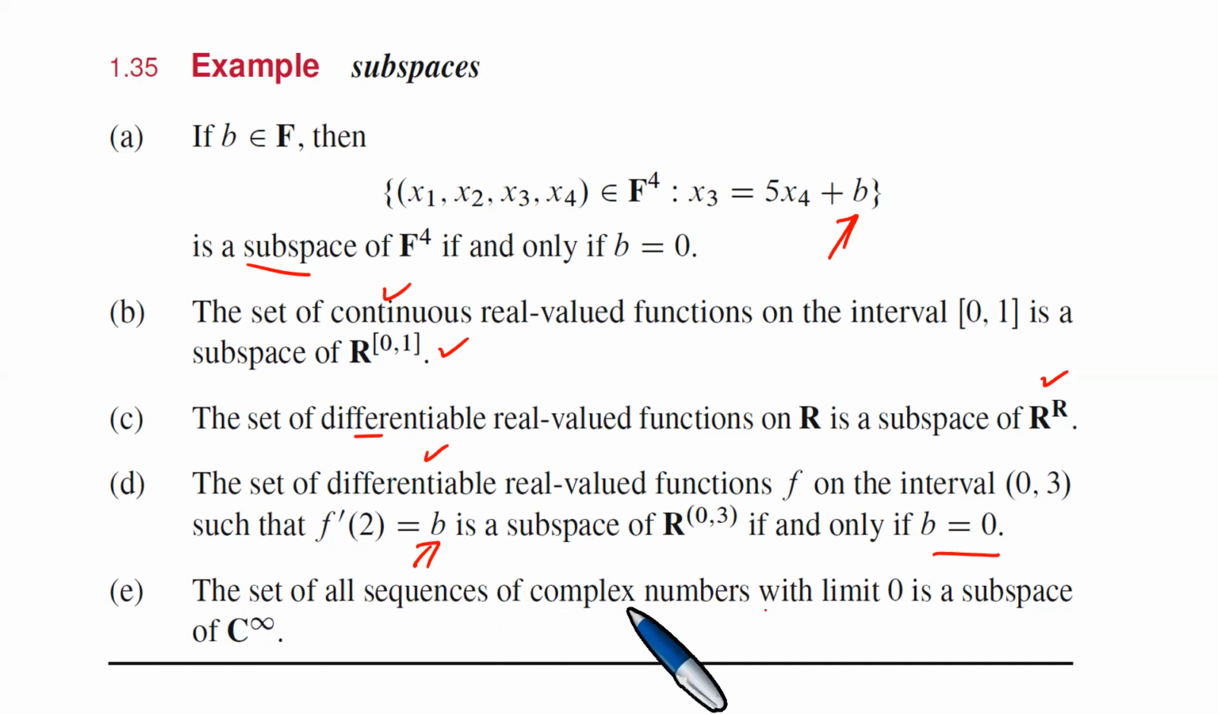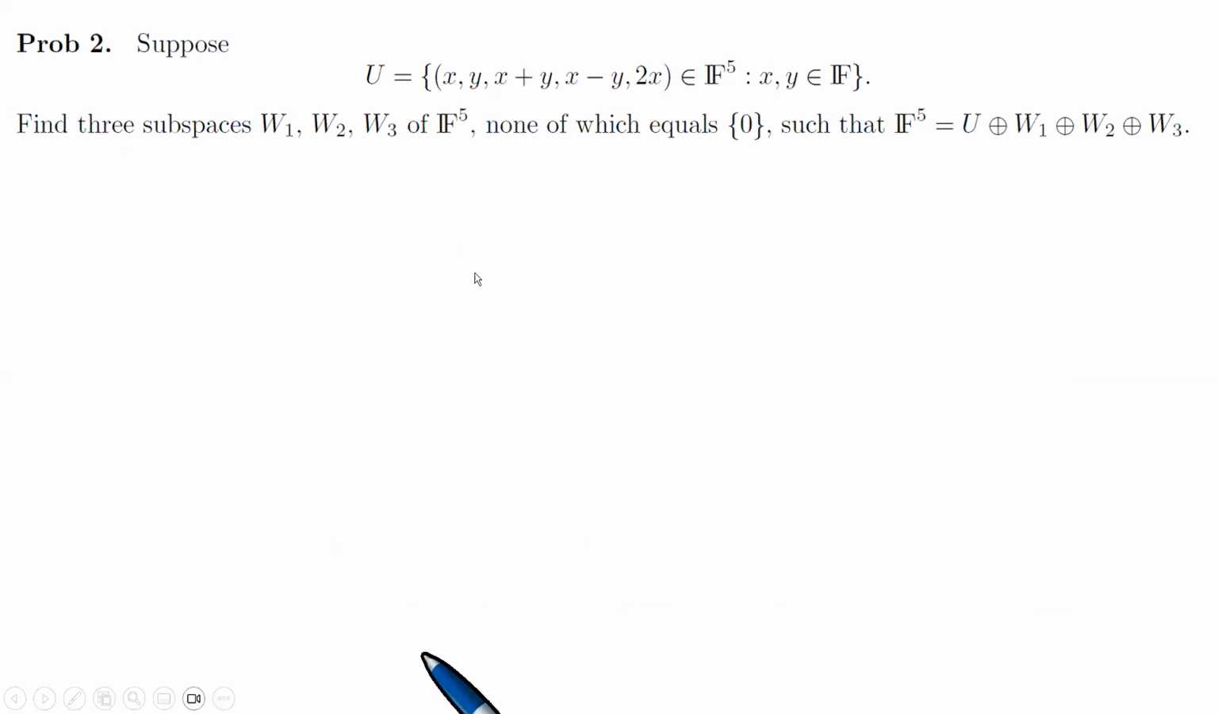The set of all complex number sequences with limit 0 is a subspace of C infinity. This one is exactly what we saw, it was just a repeat. This is exactly what we saw, the W1, W2, W3. I've written them as spans, the span of this, the span of that, the span of the other, and that is the end of the discussion.